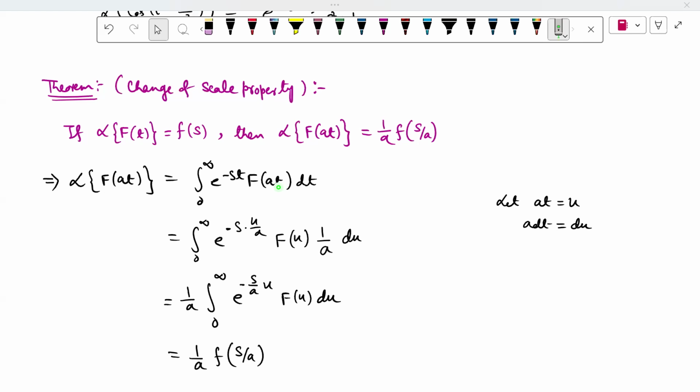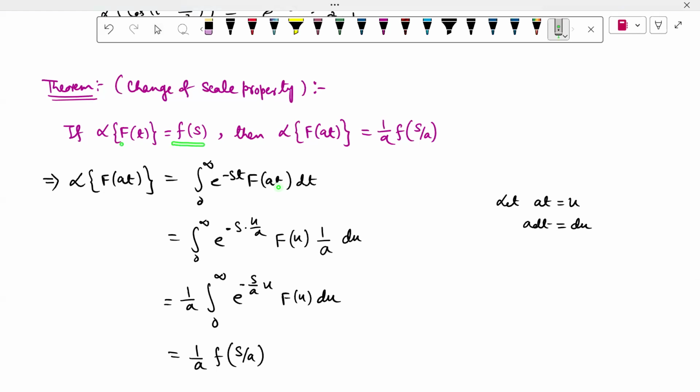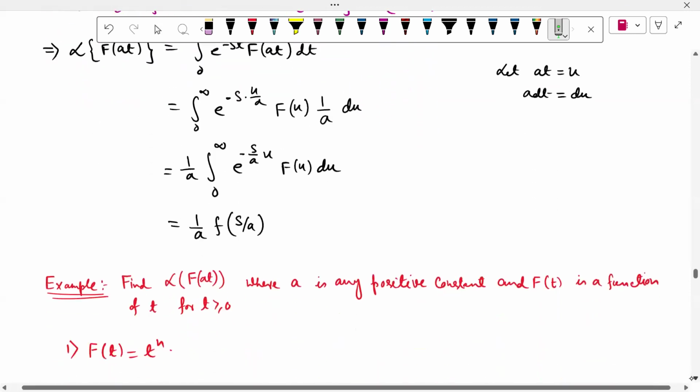Hi friends, in the last lecture we have seen the change of scale property: if the Laplace transform of capital F(t) is equal to small f(s), then the Laplace transform of f(at), where we are changing t by at, becomes (1/a) f(s/a). So this we have proved in the last class. Today we see an example or application of this.